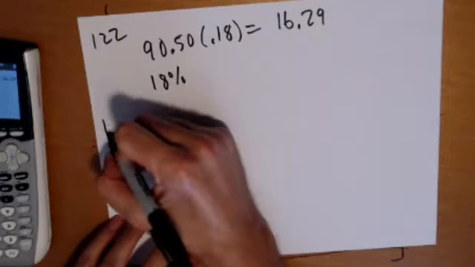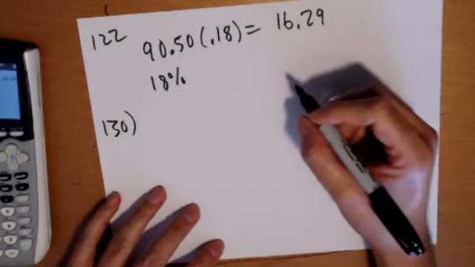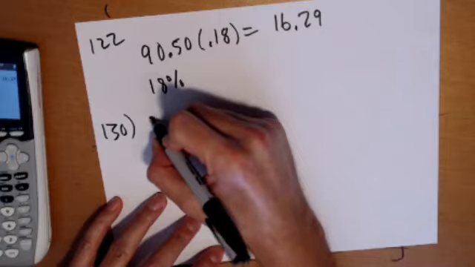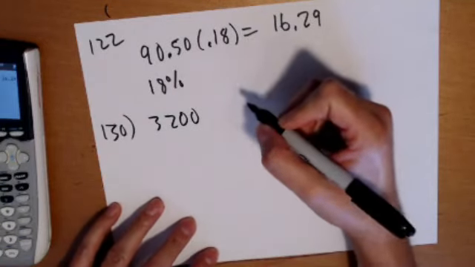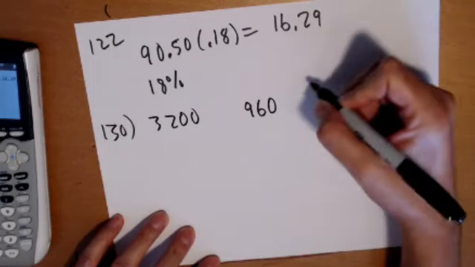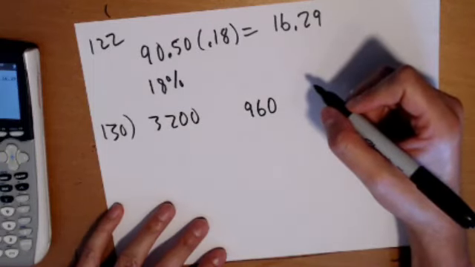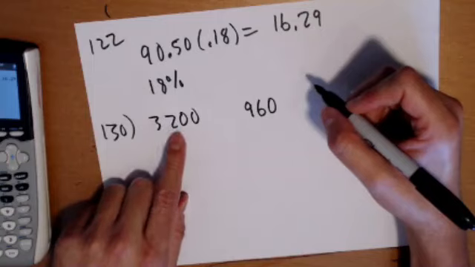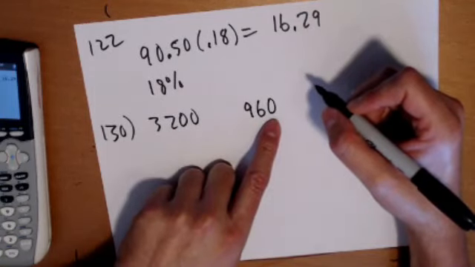Okay, 130. Let's see. Dimple gets paid $3,200 a month, and her rent is $960. What percent of her monthly pay goes to rent? Here's how much she makes. Here's how much goes to rent. So what percent goes to rent?